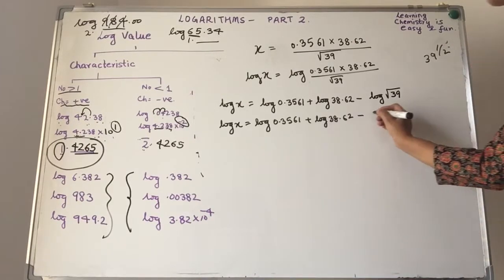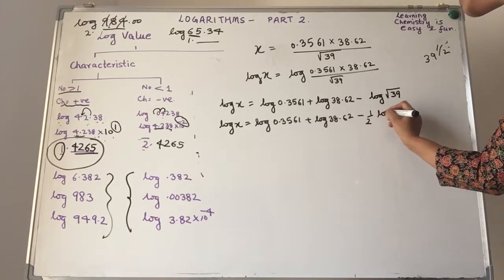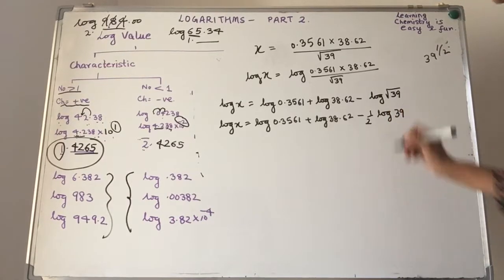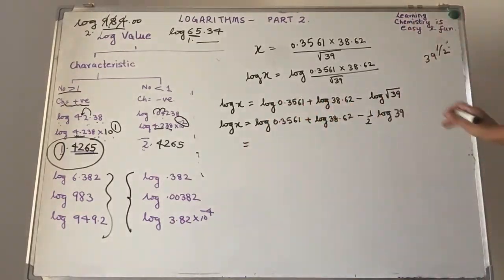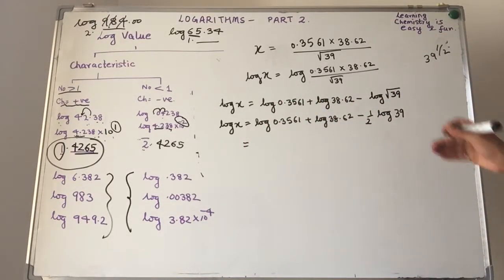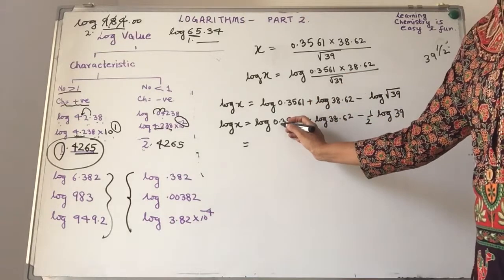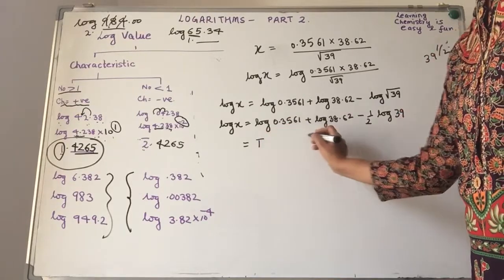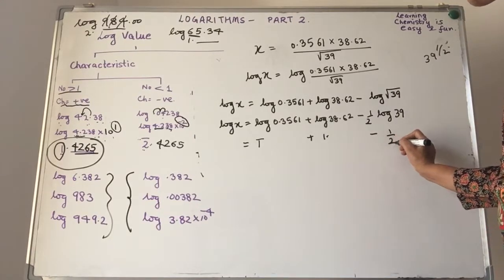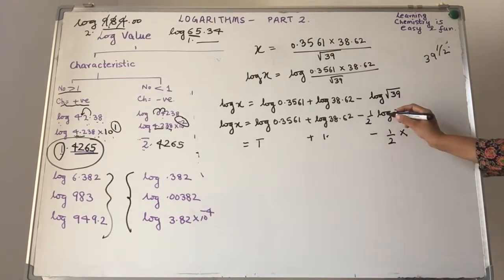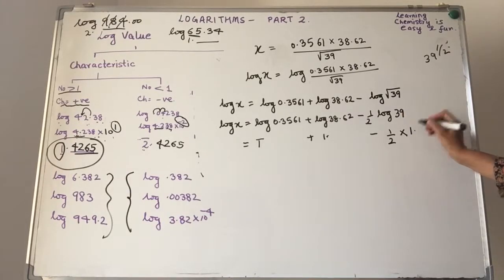Going back to our previous video, minus half log 39. Now, next step. I'm going to put the log values now, and we shall always try to put the log values in one step rather than spreading it over two steps so that there is no confusion. Let's write the characteristic first. Bar 1 point, minus half into, half remains as such, 39, the characteristic is 1.